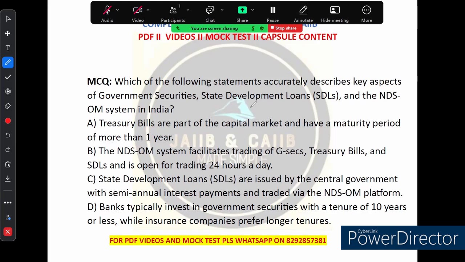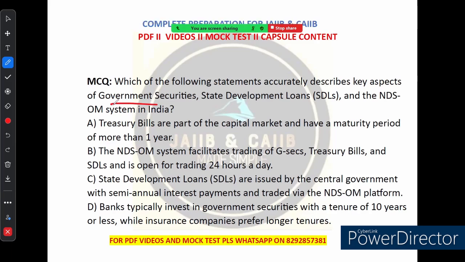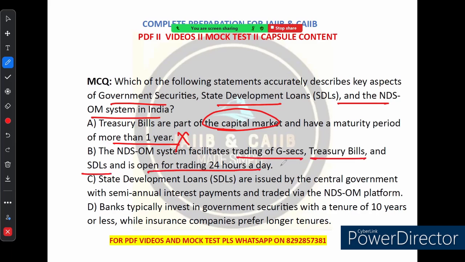First question is, which of the following statements accurately describes the key aspects of government security, state development loan, and the NDS OM system in India? Option A says treasury bills are part of the capital market that have a maturity period of more than 1 year. So it is a part of the money market, not the capital market, and it has maturity of less than 1 year. So this is incorrect. Second option says the NDS OM system facilitates trading of government securities, treasury bills, and SDLs, and is open for trading 24 hours a day. So NDS is the negotiated dealing system, order matching system. It operates from 9 a.m. to 5 p.m., Monday to Friday, not 24 hours a day. So this option is also wrong.